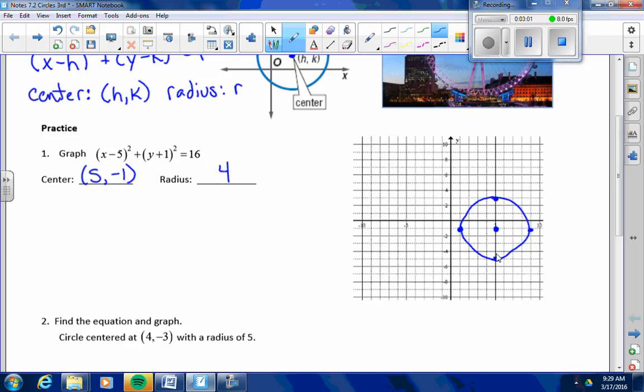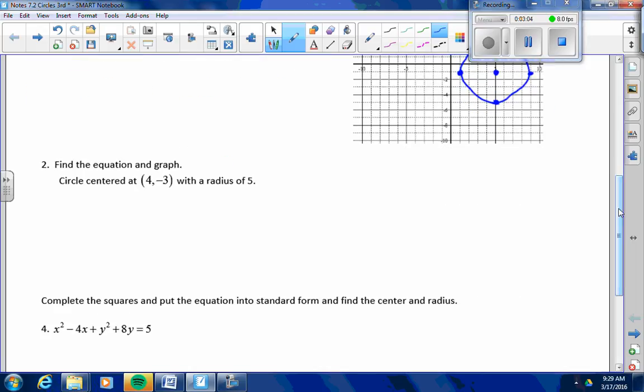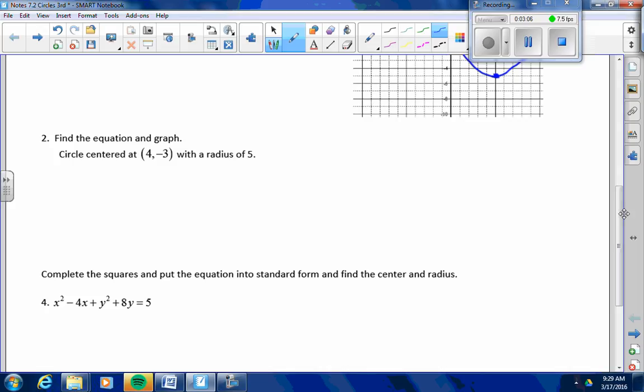Okay. Example 2. On example 2, find the equation and graph it. So the circle is centered at 4, negative 3 with a radius of 5. So let's write the equation first. I need an x minus h squared. So what am I going to write? X minus 4 squared plus, what goes next? Y plus 3 squared equals what? Equals 25. There's our equation.